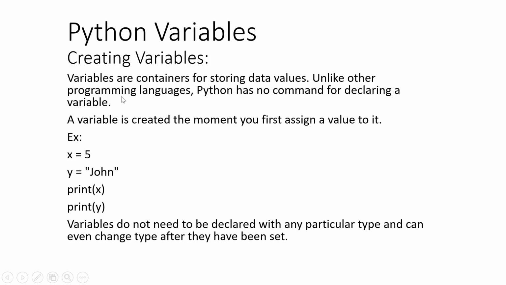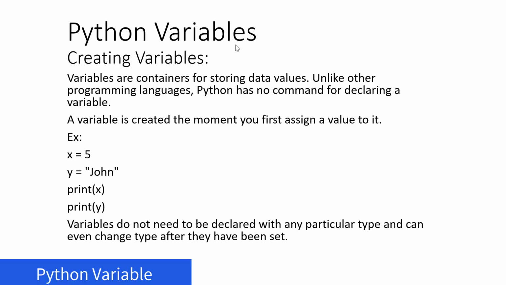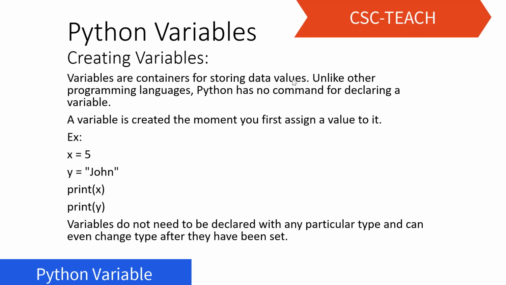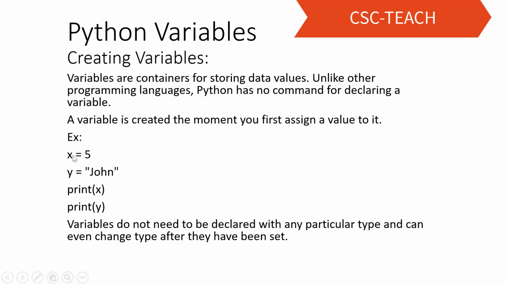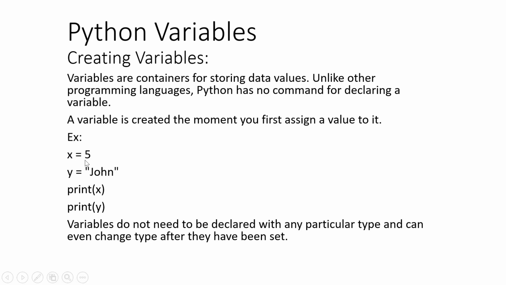Creating variables. Variables are containers for storing data values. That means we can store any values, such as x equal to 5. We assign x the value 5, so x is a variable. Here, zone is a string. We assign the string zone to y. Therefore, y is a variable.